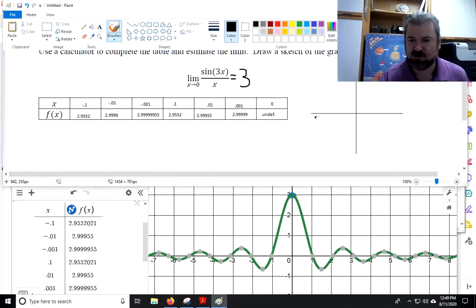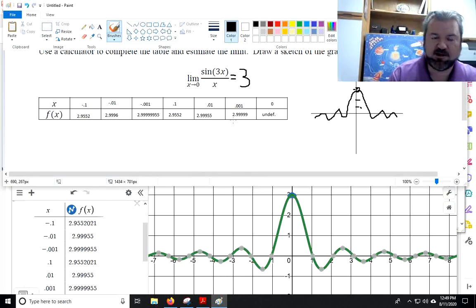So I'm not going to try to make this sketch perfect here. I'm not anywhere close to making it perfect. I just want to show what's happening here, that we had this hole right here at 3. And that's what it's all about. That's a limit.